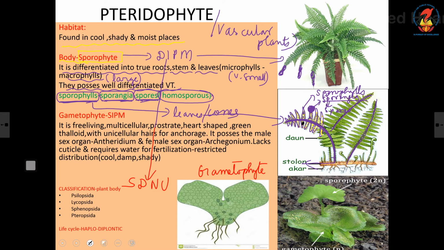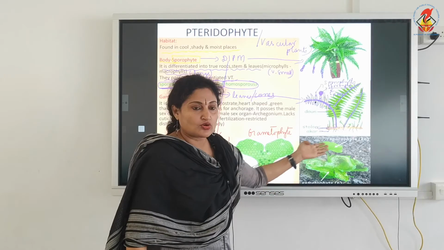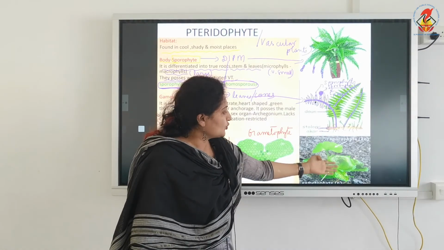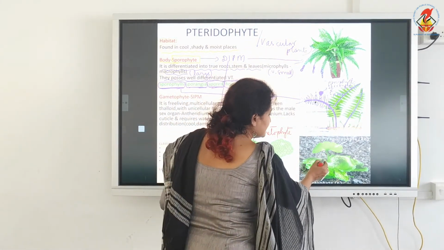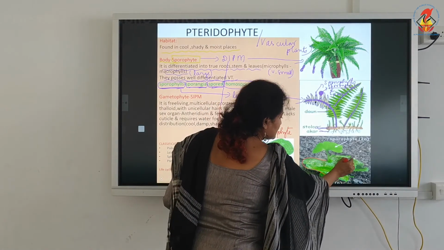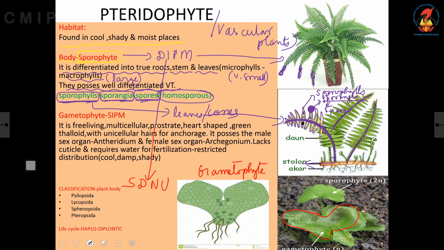It is a prothallus, prostrate, attached to the substratum, and the substratum is the floor of the forest, of the area which is cool and shady and moist. You can see it is a very rare scene, and you can always recognize it as a heart-shaped structure, and this is the exaggerated version of the gametophyte. See, it's heart-shaped.